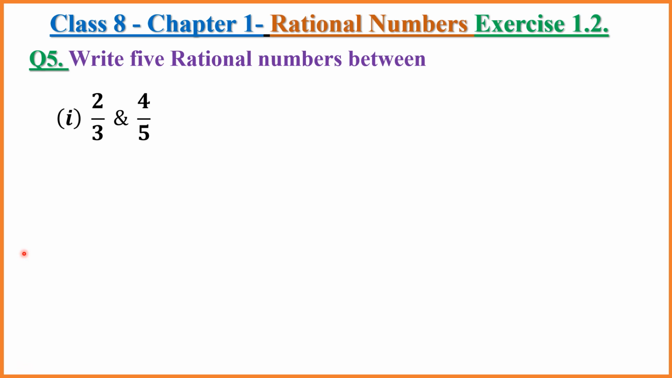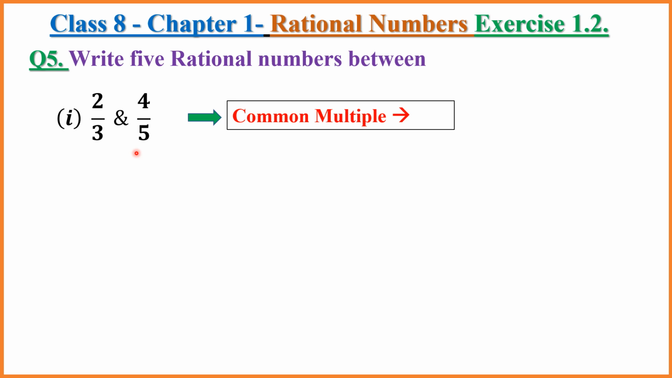Moving on to the next question, question number 5. Write 5 rational numbers between 2 by 3 and 4 by 5. If you check our denominators, they are different. So what you have to do is make a common multiple. Our common multiple is 15.